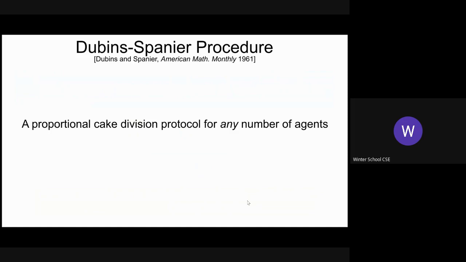So this is the cake. This is 0 and this is 1. You said let's pick some agent, agent 1, and make a mark so that this bit here is 1 over n. Now say I'm not agent 1, I'm agent 2, and Sushmita is agent 3. For both of us, the entire value of the cake is here.